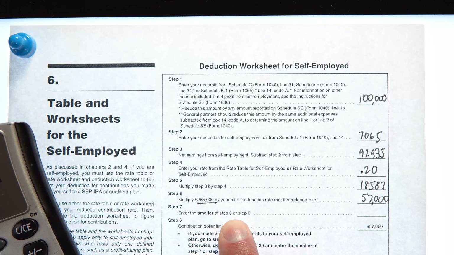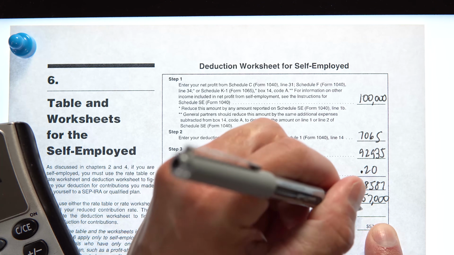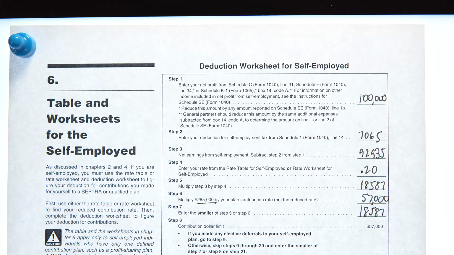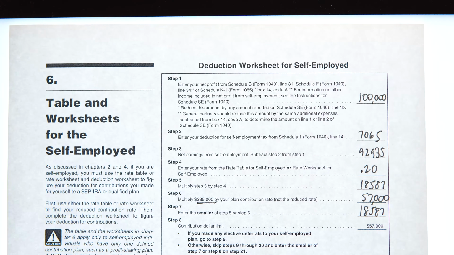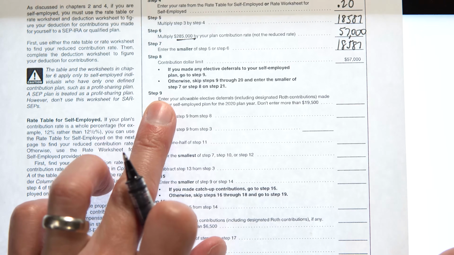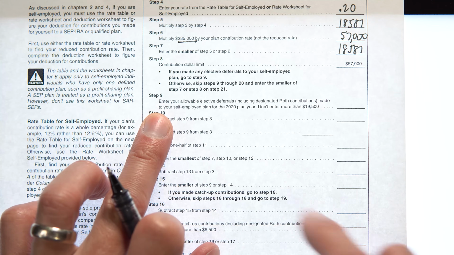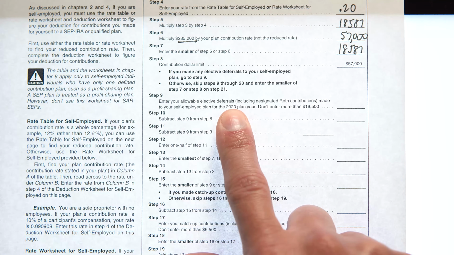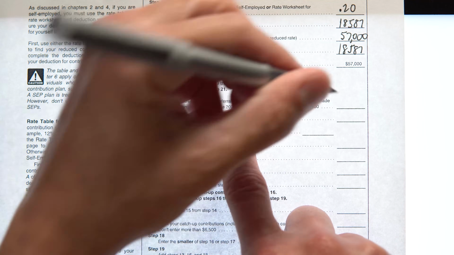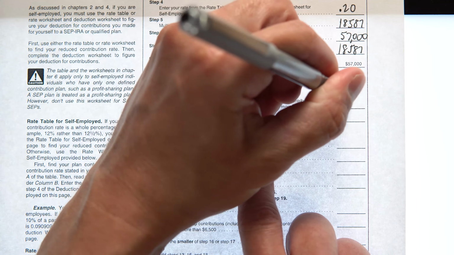Enter the smaller of step 5 or step 6, and that is going to be our 18,587. So that's where we are right now. Now we're going to scroll down on this page just a little bit, and we're going to go to step 9. So step 9 is enter your allowable elective deferrals for your Roth contributions. So right here is where we're going to enter the amount that we're going to contribute into the Solo Roth 401k, and that is going to be $19,500.